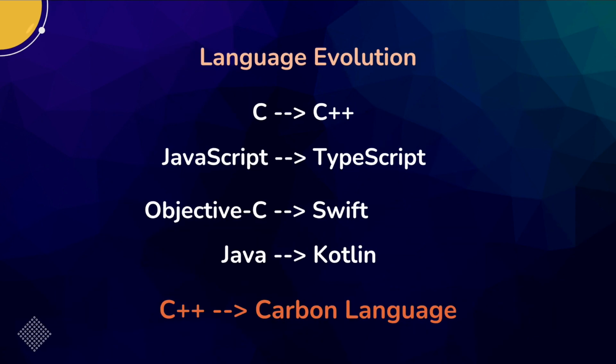That's when Carbon language came into the picture. If you look at language evolution, C++ is the successor of C, TypeScript is the successor of JavaScript. Similarly, Swift replaces Objective-C, Kotlin is the future of Java, and similarly, Carbon language is going to be the successor of C++.